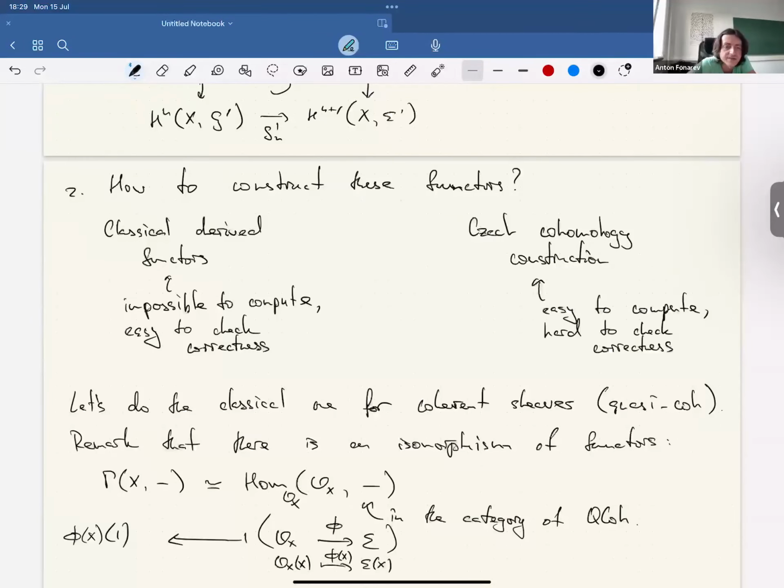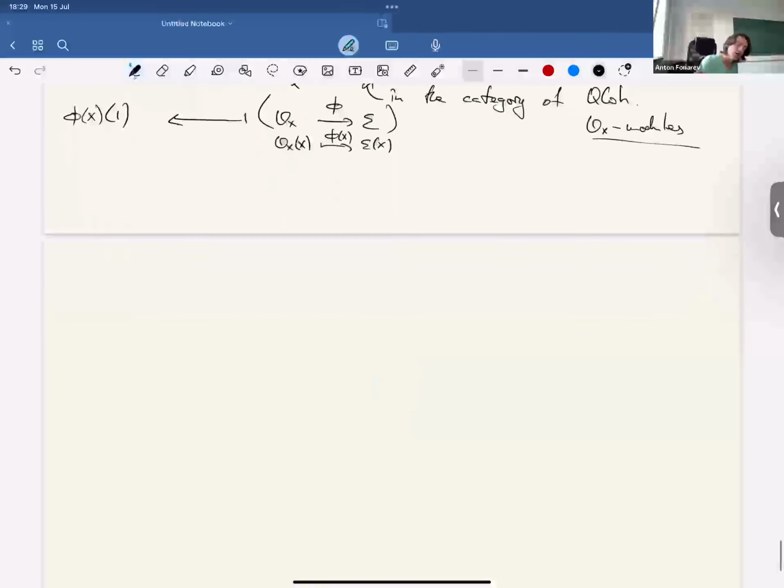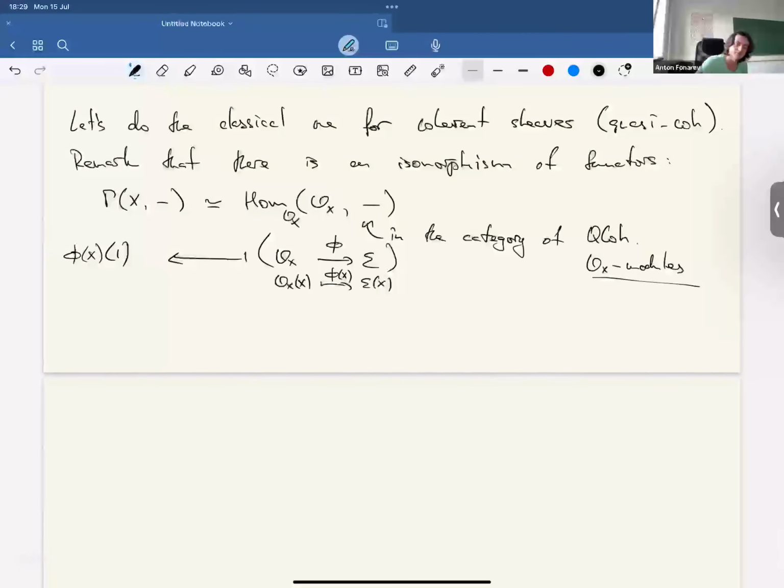And vice versa, if you have a global section, you can define this. Well, quasi-coherent, you can actually remove this quasi-coherent and you can just put OX modules, which is not necessary for us at this point, but it's very important. So I replaced one functor with another. And now you can use the machinery of classical derived functors.